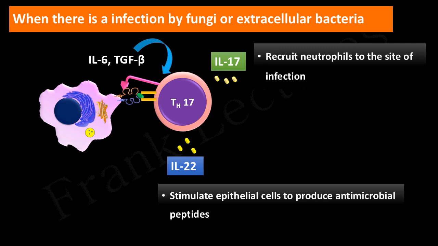Thus we saw that differentiation of the T helper 17 subset is induced by interleukin 6 and transforming growth factor beta. T helper 17 cells secrete interleukin 17 and interleukin 22. Their main function is to help in fighting against fungal and extracellular bacterial infections. The remaining two subsets of helper T cells are recently discovered. Here we will talk about their main functions only.